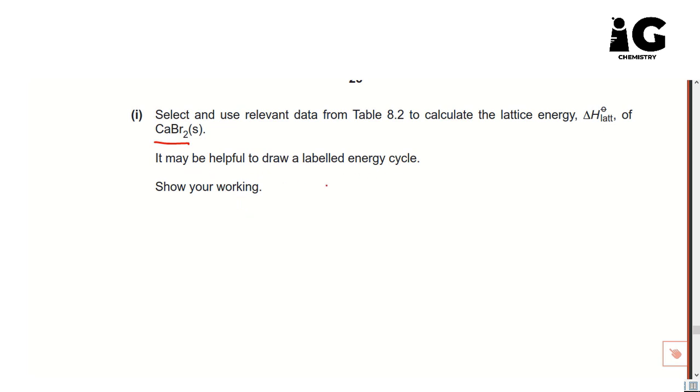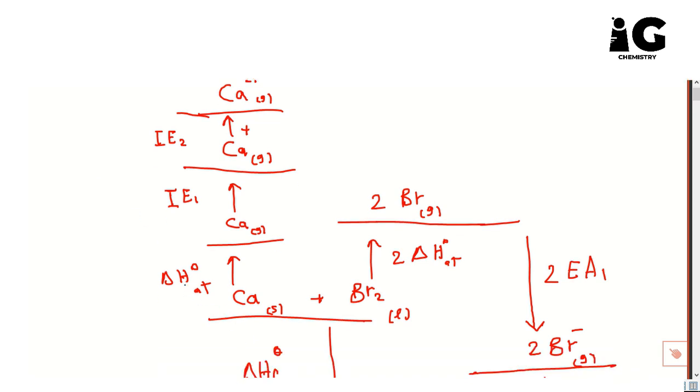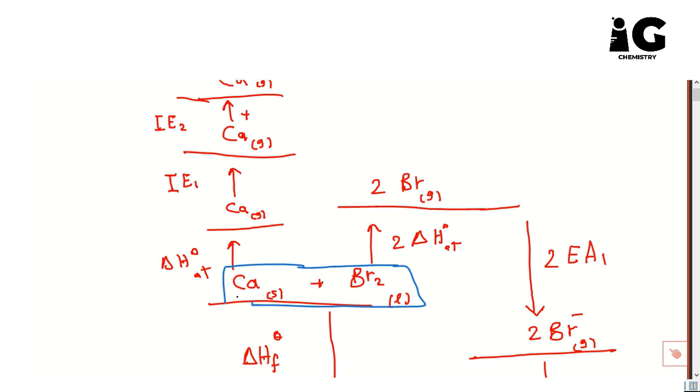Actually, guys, to calculate the lattice energy for calcium bromide, we need to remember the basic processes. We need to start by checking the elements in their standard states, and this is really important to know about the starting point. This is the starting point, guys, here. As you see, calcium, which is solid, this is its standard state. This is calcium solid plus Br2 liquid, as you see.